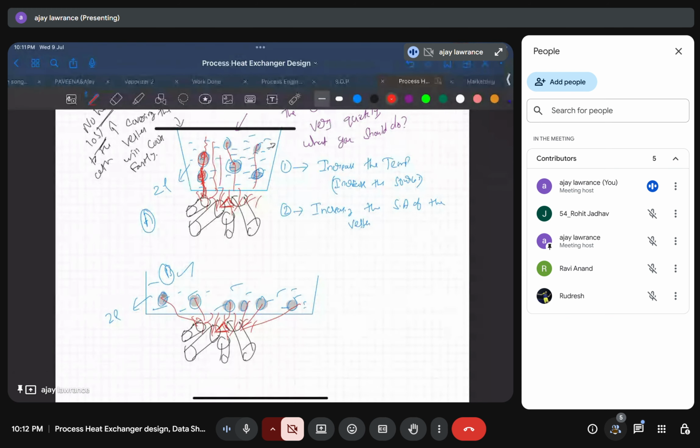So if you increase the surface area of the vessel, you can cook the chicken faster. Cooking is in the sense that you can make the heat transfer quicker. See, let me explain.